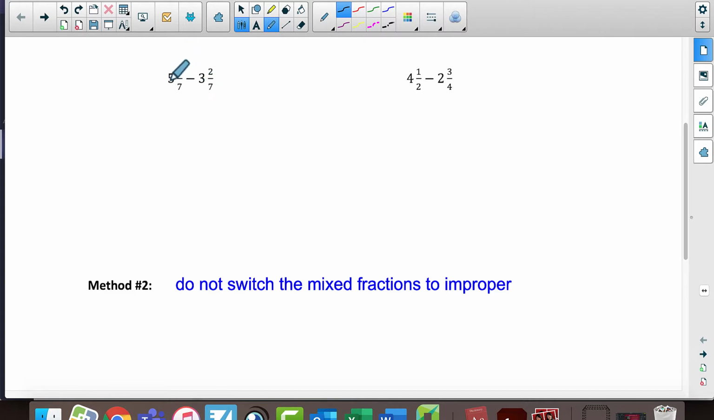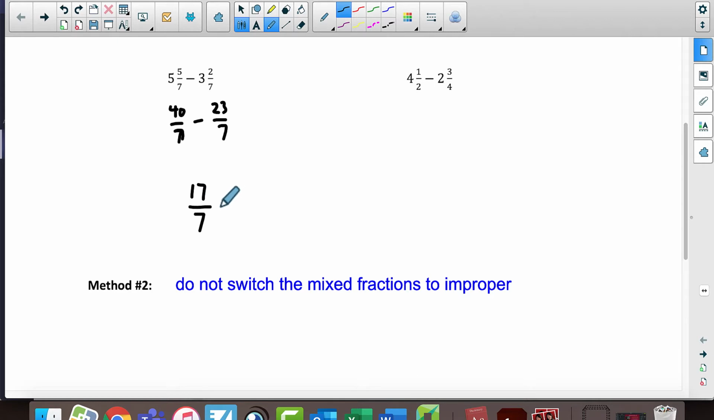So let's do that. Switch this to improper. 5 times 7 is 35, plus 5 more is 40, and keep the denominator the same. And then 3 times 7 is 21, plus 2 is 23, keep the denominator the same. How do you subtract? Well, you need to have the same denominator, and we do, so the denominator stays the same. And then just subtract the numerators. 40 take away 23 is 17.